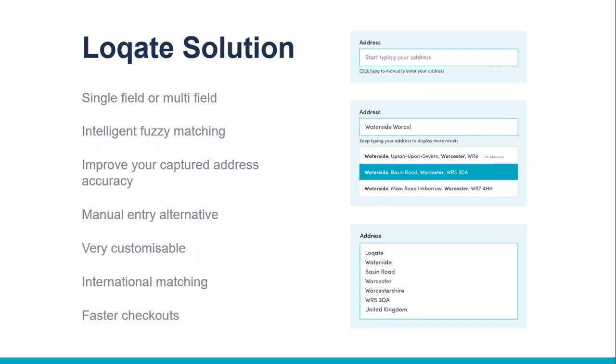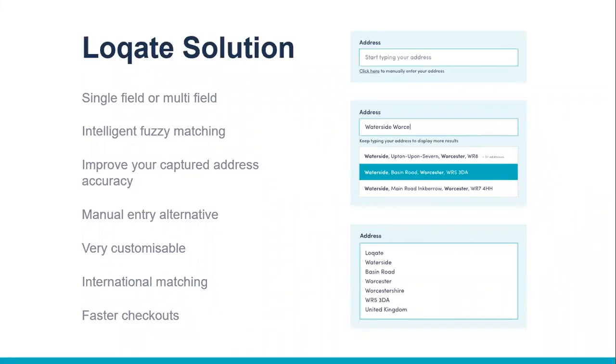It also makes manual entry available as an alternative. So this would be the primary capture method. We know it doesn't always work. New housing estates go up all the time, new properties. We onboard data exceedingly fast, but it's always very good from a user experience point of view to have that manual entry. And it's very customizable as well, especially with international matching.